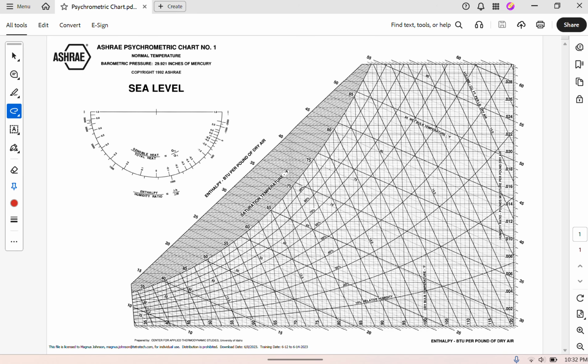We'll start with a typical heating or cooling process, sensible only, so sensible heating or sensible cooling. Then we'll look at a more typical cooling process, which is both sensible and latent. Then we'll look at humidification, and then mixing of two air streams. To start off, I've drawn a dot here at a very typical indoor air condition: 75 dry bulb at 50% humidity.